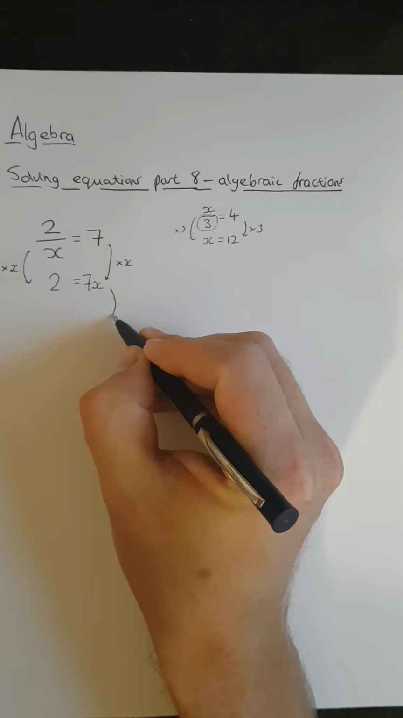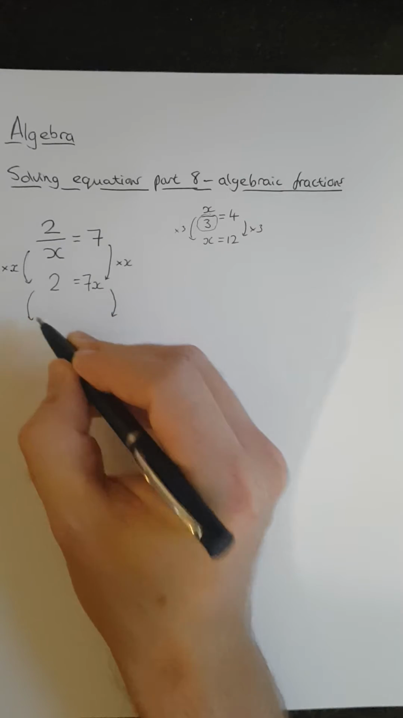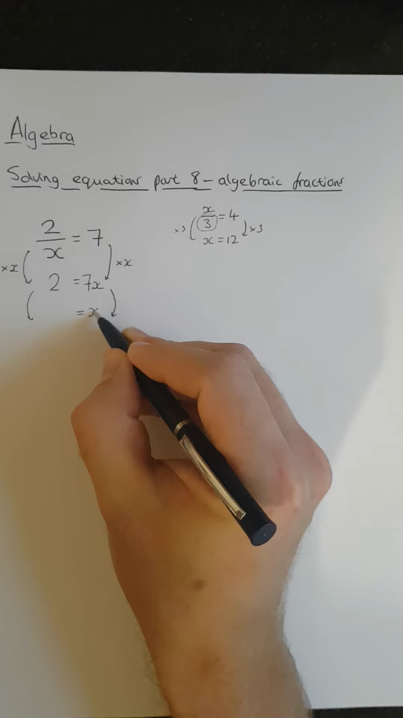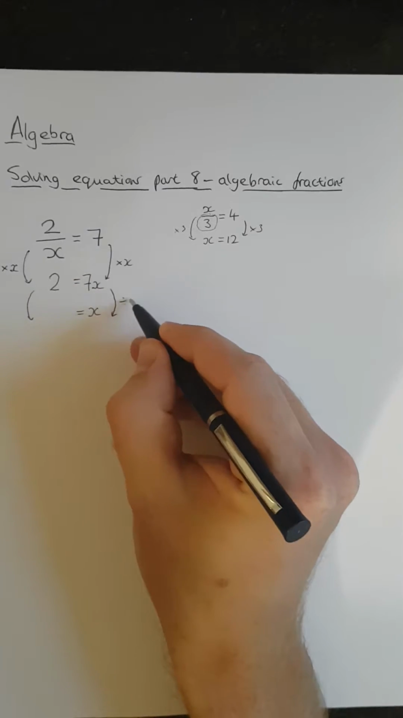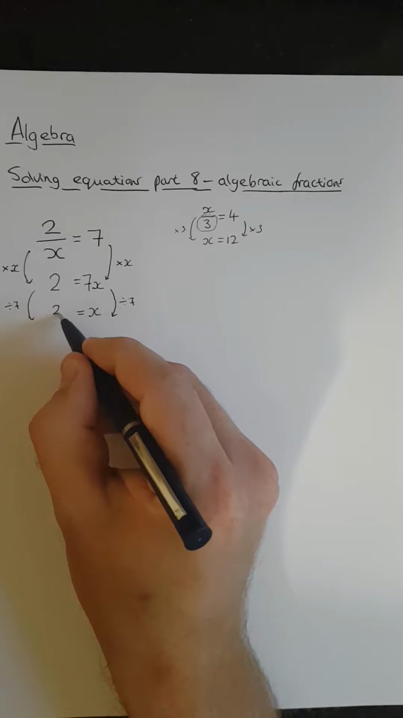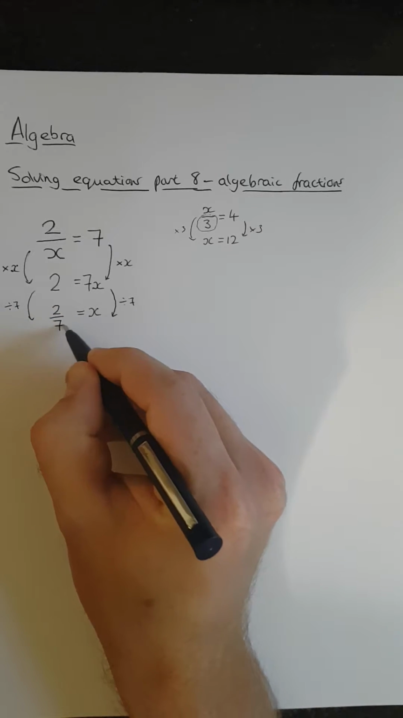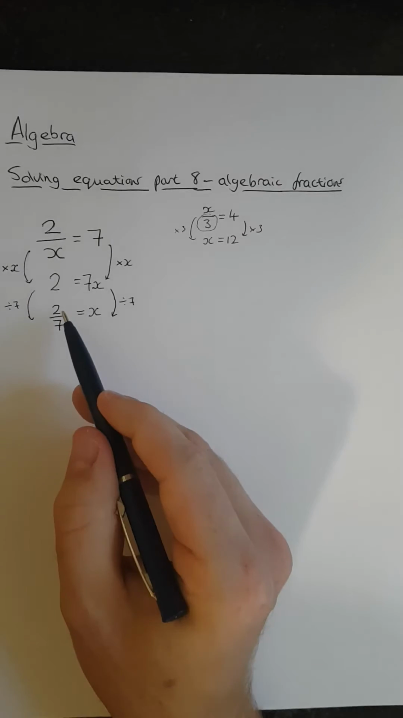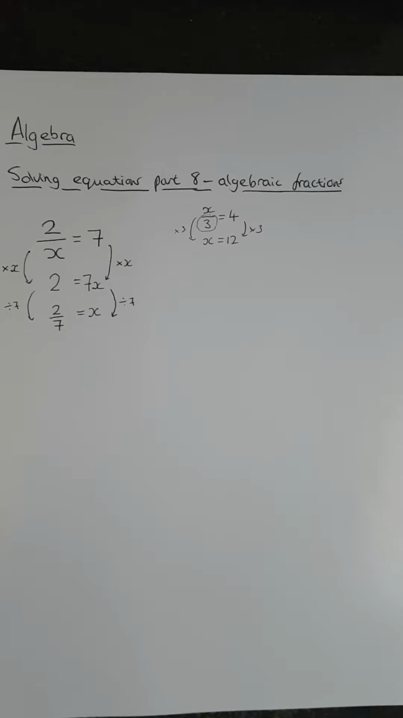So now we want to get x by itself, find out what x is worth. So I'm going to divide by 7. A reminder that when I divide 2 by 7, I can just leave it as a fraction. Okay.